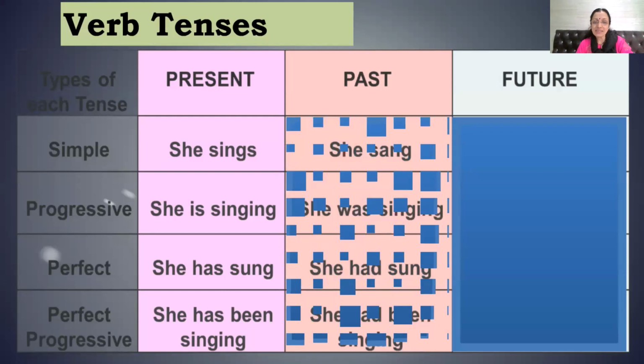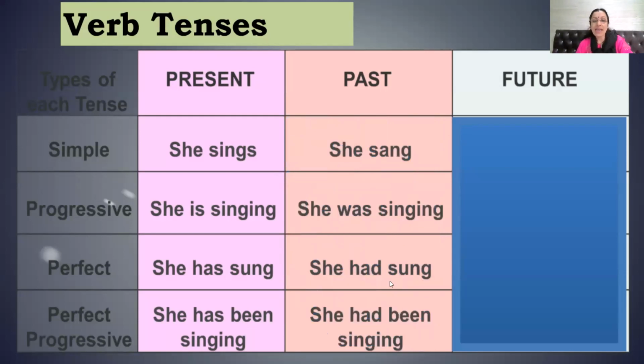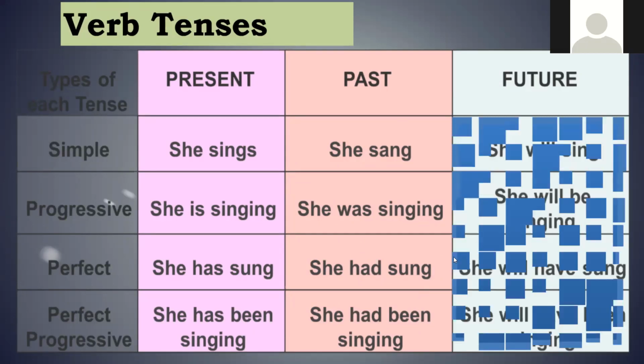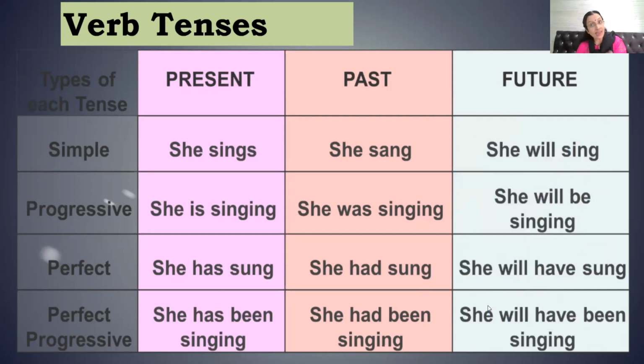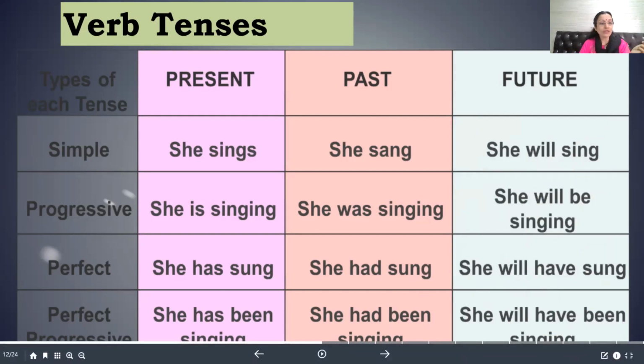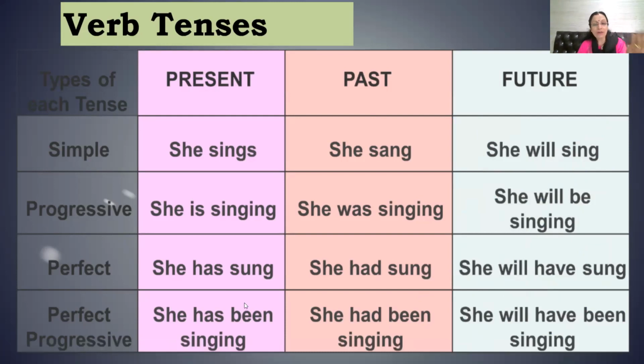Then the past tense: she sang, she was singing, she had sung, she had been singing. Here it becomes sang and was because it is past tense. Future: she will sing. She will be singing, because when we put ing you cannot say "she will singing." She will have sung, because it is perfect, and will definitely comes because it's future. And perfect progressive: she will have been singing.